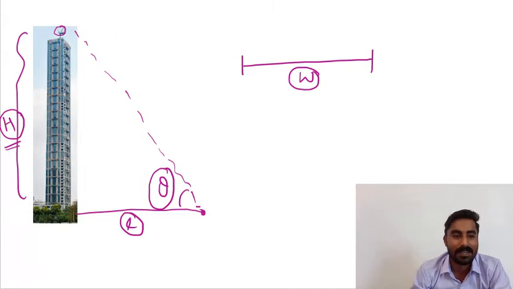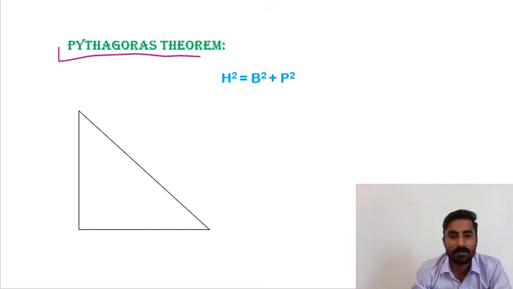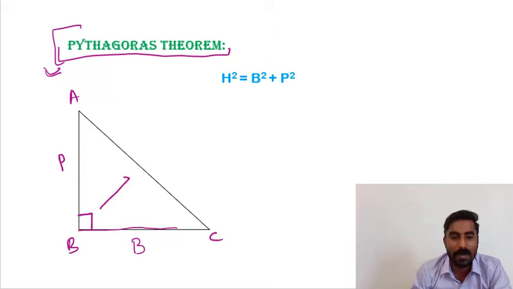First we will start from the Pythagoras theorem. What does the Pythagoras theorem say? It is always applicable in a right angle triangle. Here is a triangle ABC, and this angle is 90 degrees. The length of side AB is called the perpendicular and the length of side BC is called the base. The side opposite to the 90 degree angle is called the hypotenuse, and the hypotenuse is the longest side in a right angle triangle.